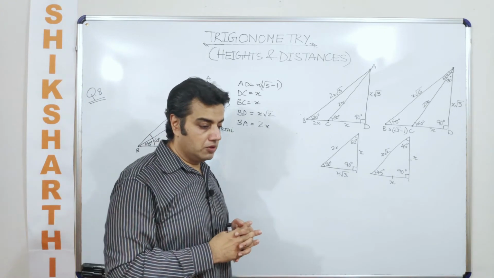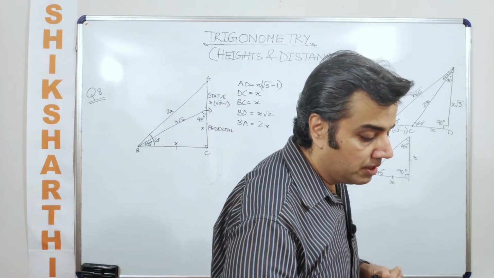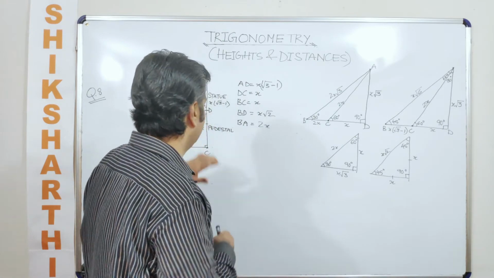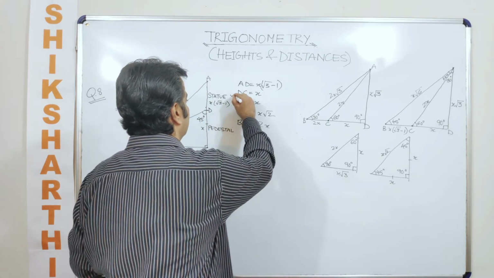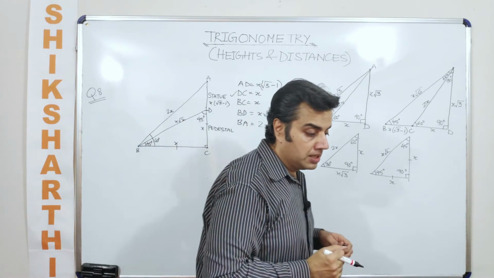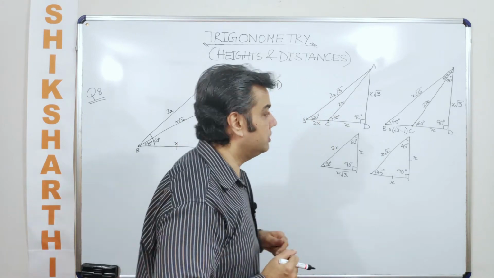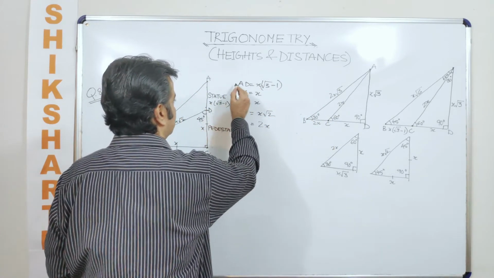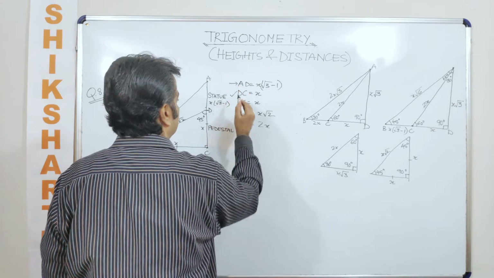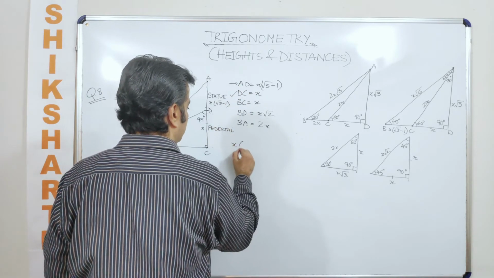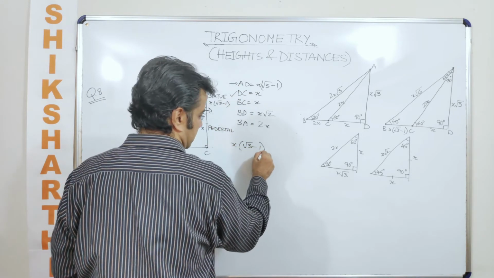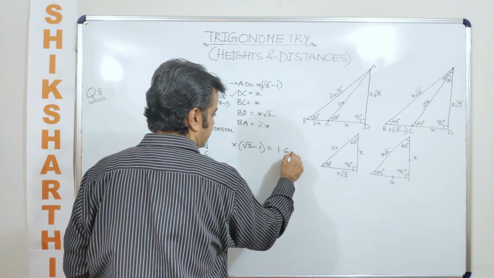Okay, now what are we supposed to find out? Find the height of the pedestal. We are supposed to find out DC. And what is known here is a statue which is 1.6 meters tall. So this is already given. So can I say x times of root 3 minus 1 is equal to 1.6 meters?